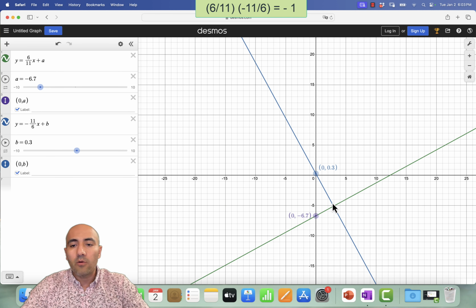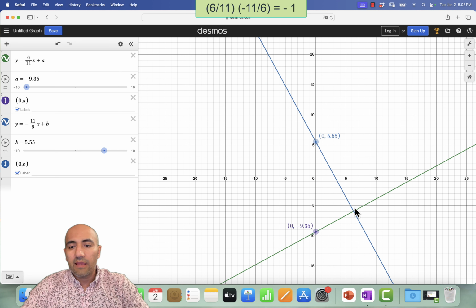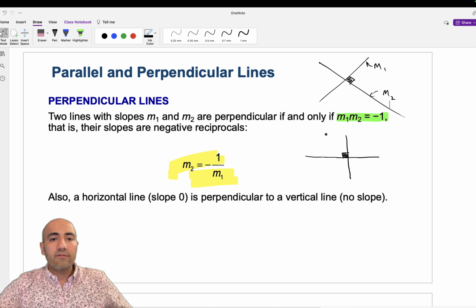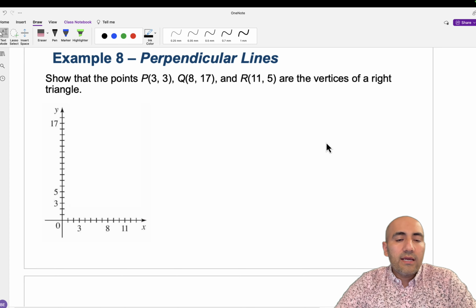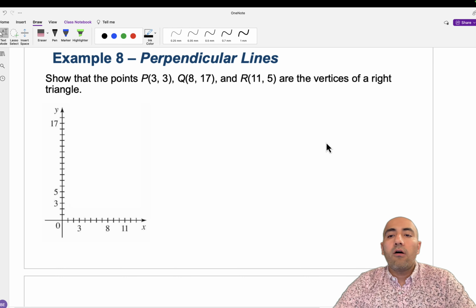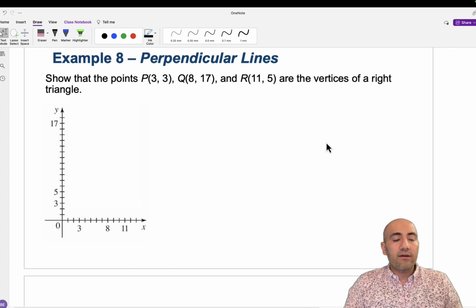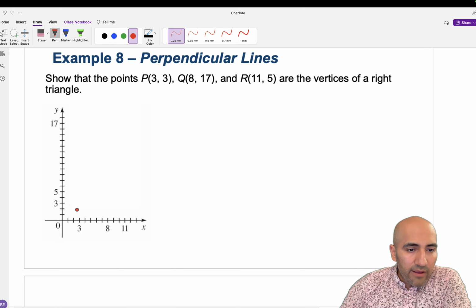So these guys are always perpendicular independent of where it is that these values go. As this moves up and down, or this one moves up and down, they always maintain a nice 90-degree angle here. All right, for example, show that points (3, 3), (8, 17), and (11, 5) are the vertices of a right triangle. Okay, so let's kind of graph these out.